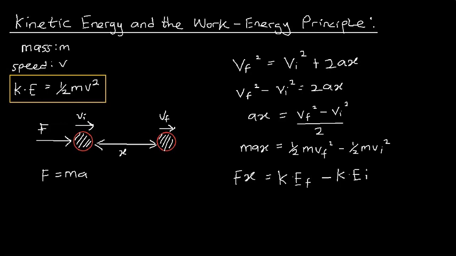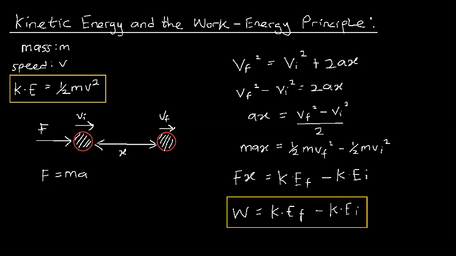Fx is our force multiplied by the displacement of the object, and so it's equal to our work done. Therefore, we can write work done equals KE final minus KE initial. This equation is known as the work energy principle, and it can be stated in words as the net work done on an object is equal to the change in the object's kinetic energy.